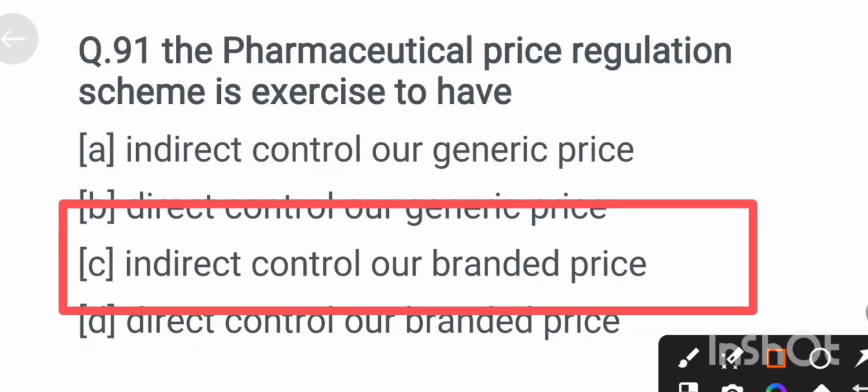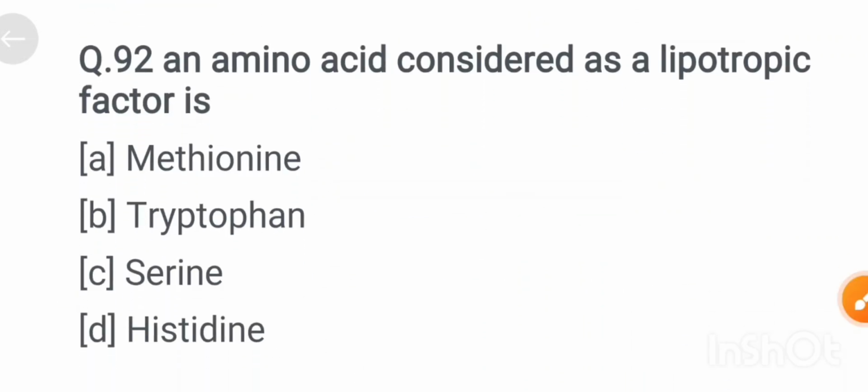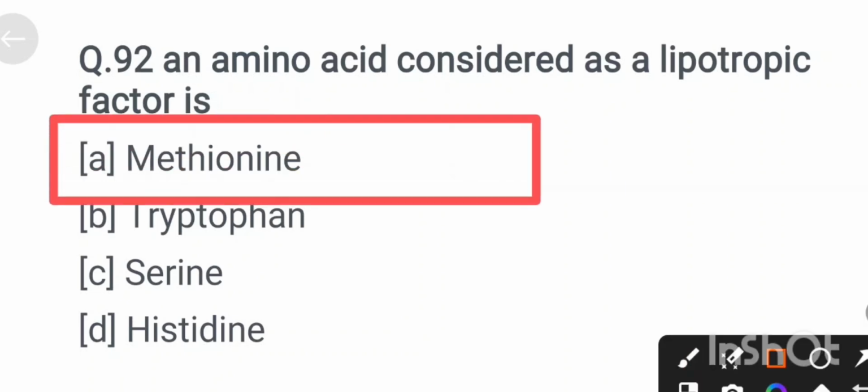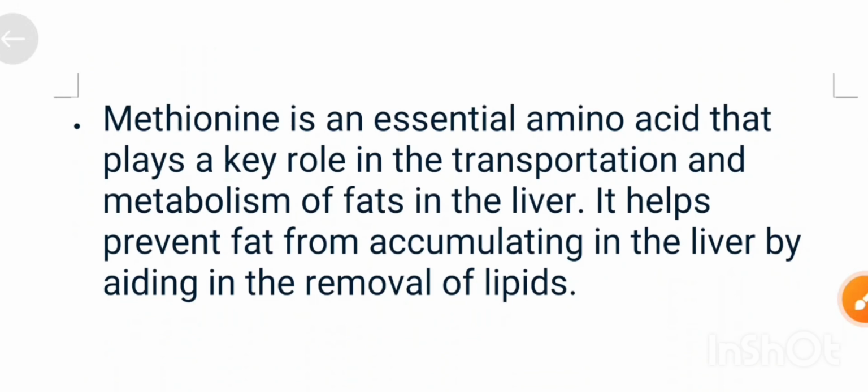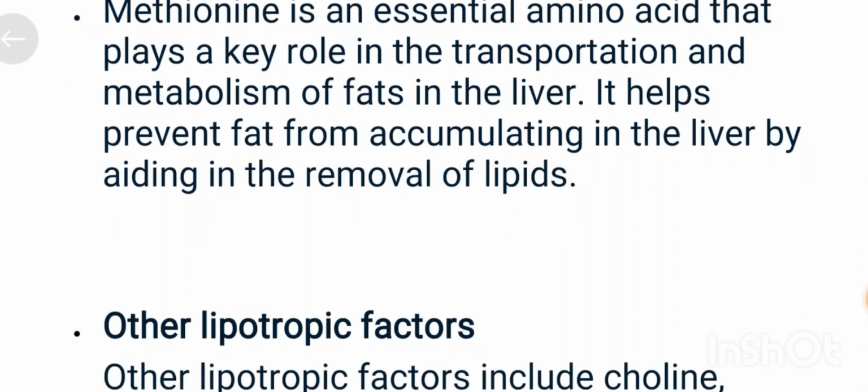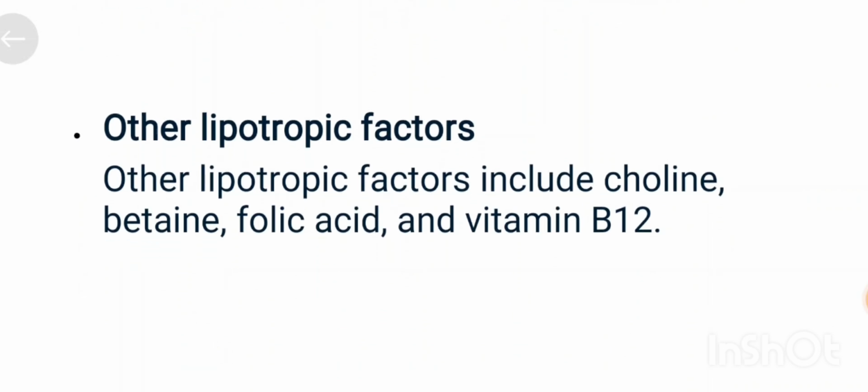Next question. An amino acid considered as a lipotropic factor is option A methionine, option B tryptophan, option C serine, option D histidine. Correct answer is option A. Methionine is an essential amino acid that plays a key role in the transportation and metabolism of fat in the liver. It helps prevent fat from accumulating in the liver by aiding in the removal of lipids. Other lipotropic factors are folic acid, vitamin B12, beta-alanine.